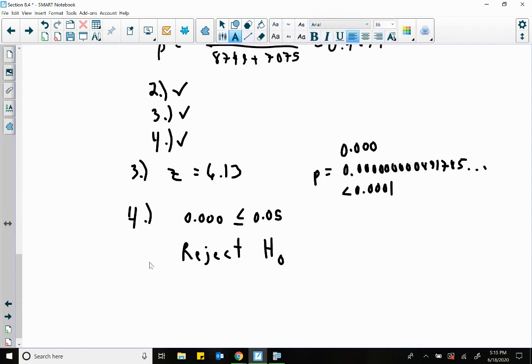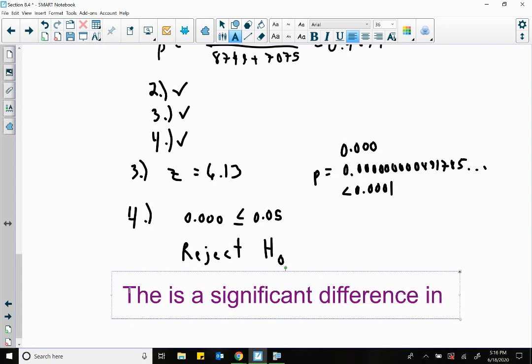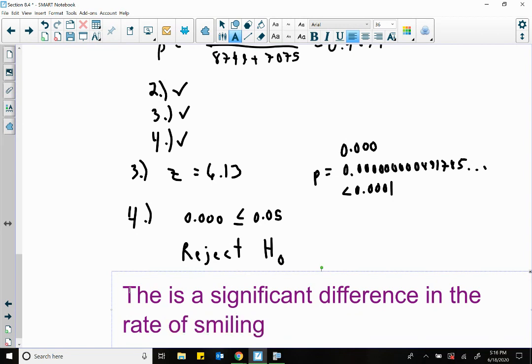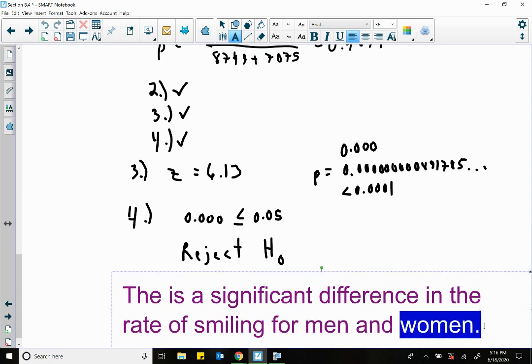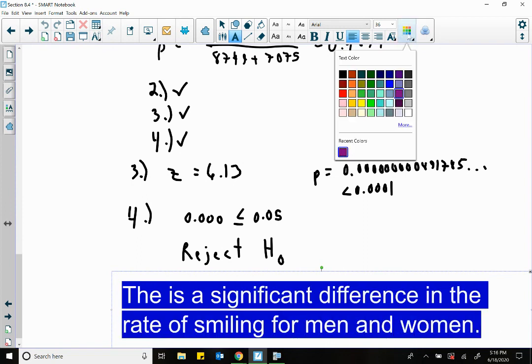Okay? So, in other words, in words, there is a significant difference in the rate of smiling for men and women, males and females. And this should have been in black. Fix that up real quick, because again, I like to be consistent with my colors. There we go.